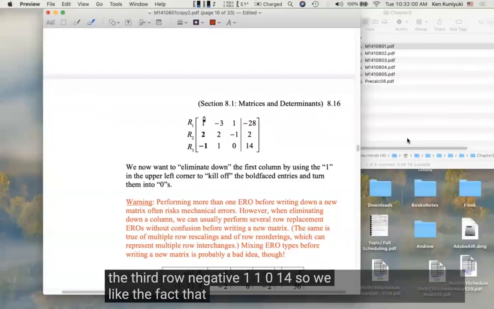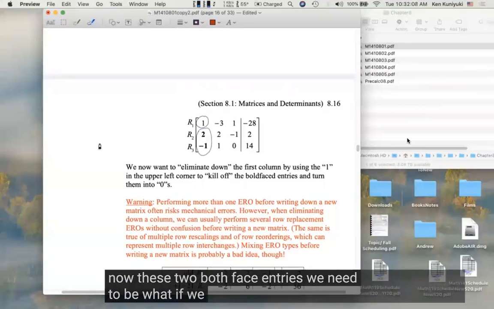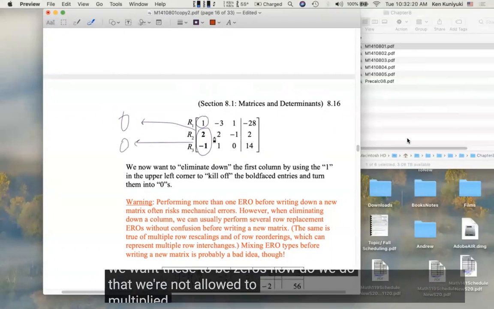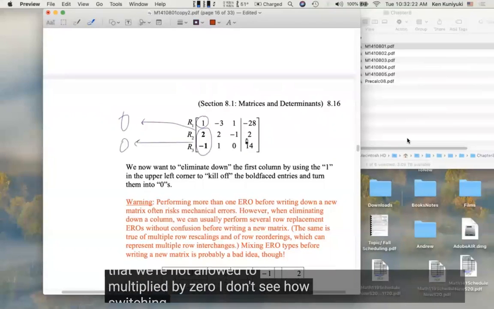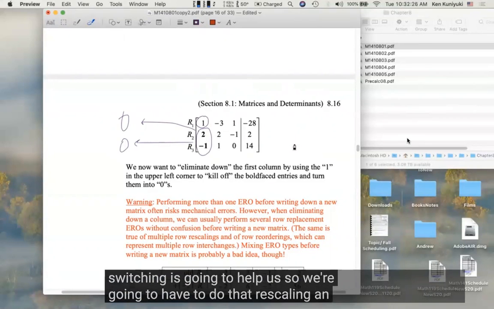So we like the fact that we have a 1 up here. Now, these 2 boldface entries, we need to be zeros if we want row echelon form. How do we do that? We're not allowed to multiply by 0. I don't see how switching is going to help us. So we're going to have to do that rescaling and addition method.